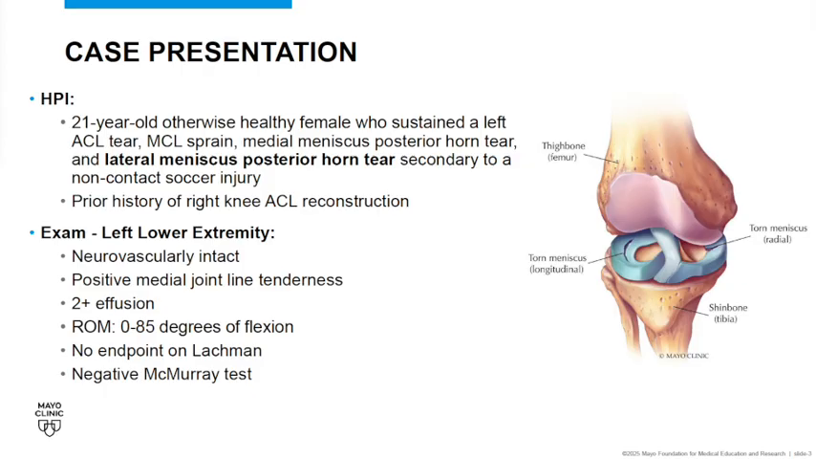Her exam was positive for medial joint line tenderness, a 2+ effusion, range of motion at the knee noted to be 0 to 85 degrees of flexion, and no endpoint on Lachman. She had a negative McMurray. For the purpose of this surgical technique video, we will focus on the vertical longitudinal tear of the posterior horn of the lateral meniscus.